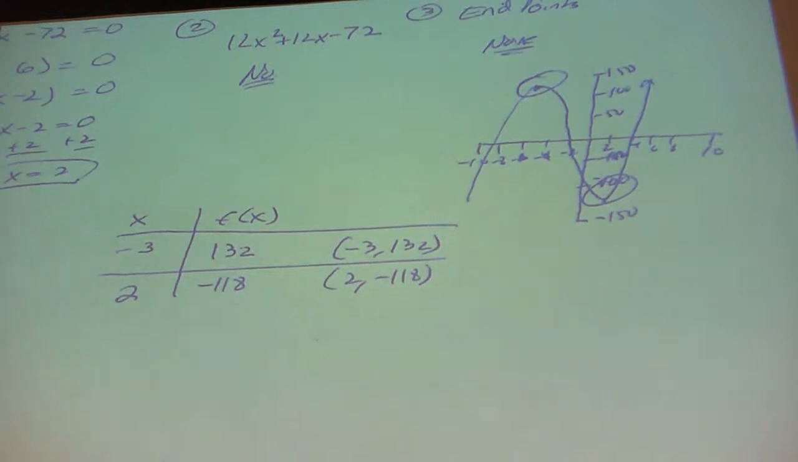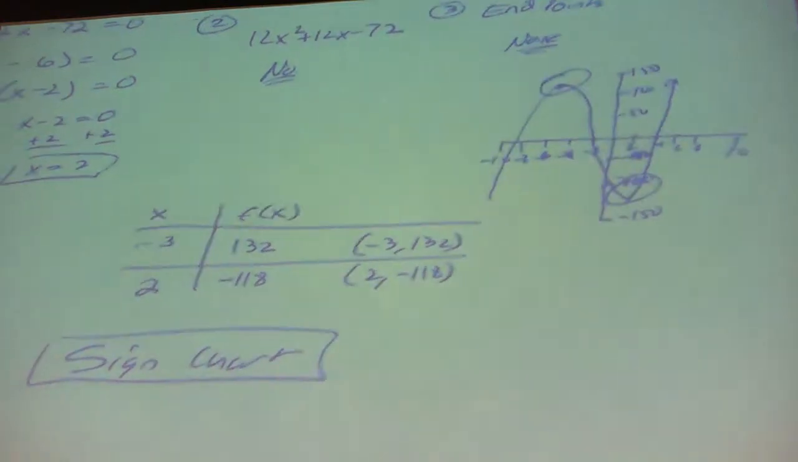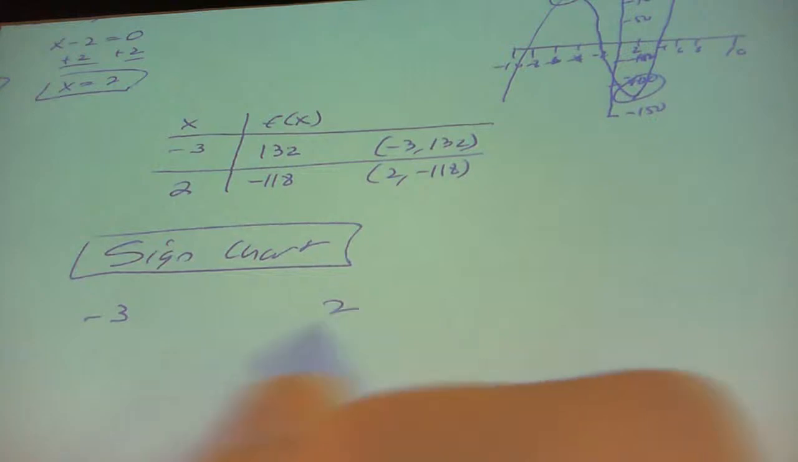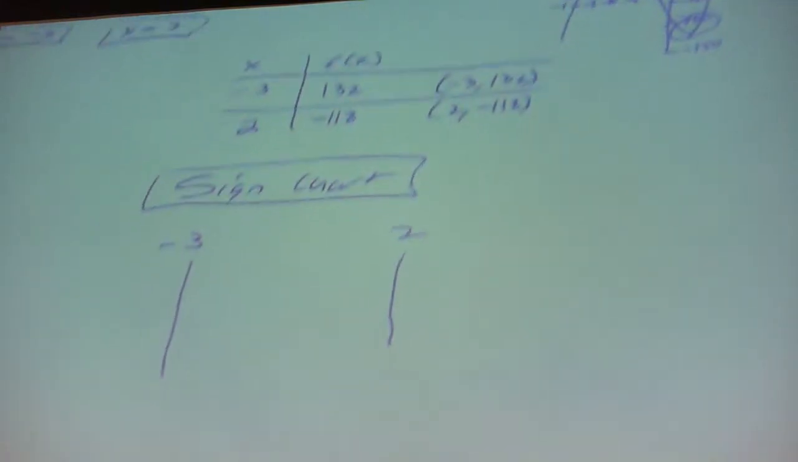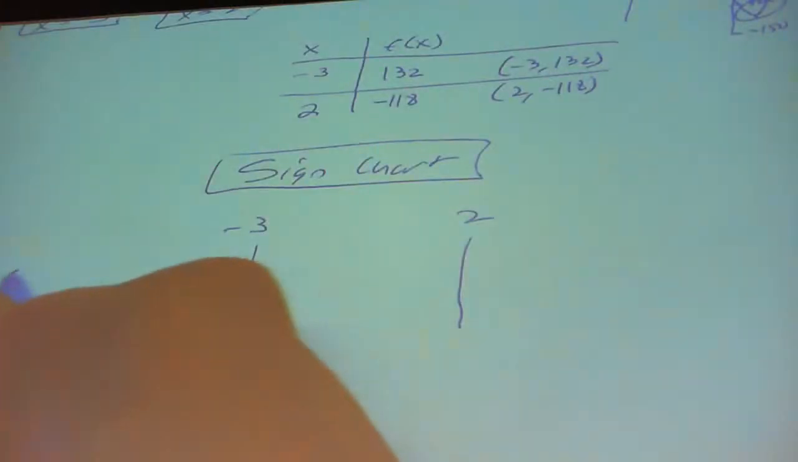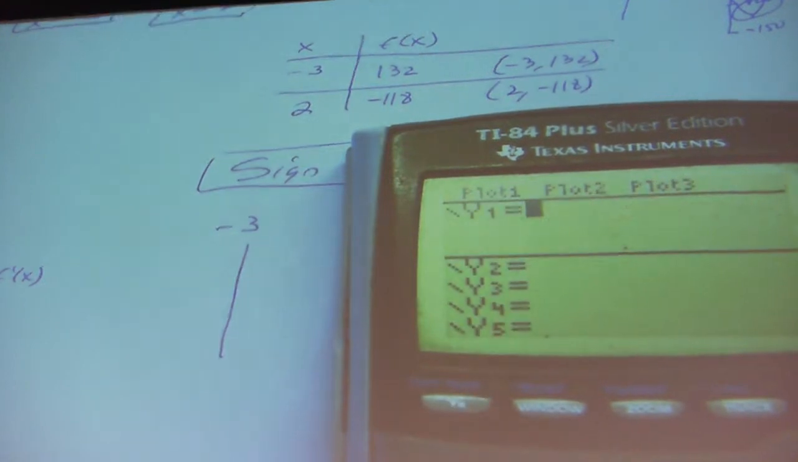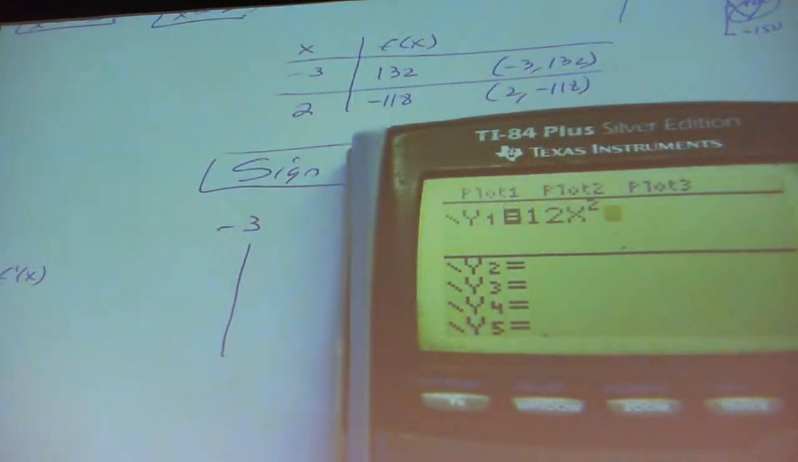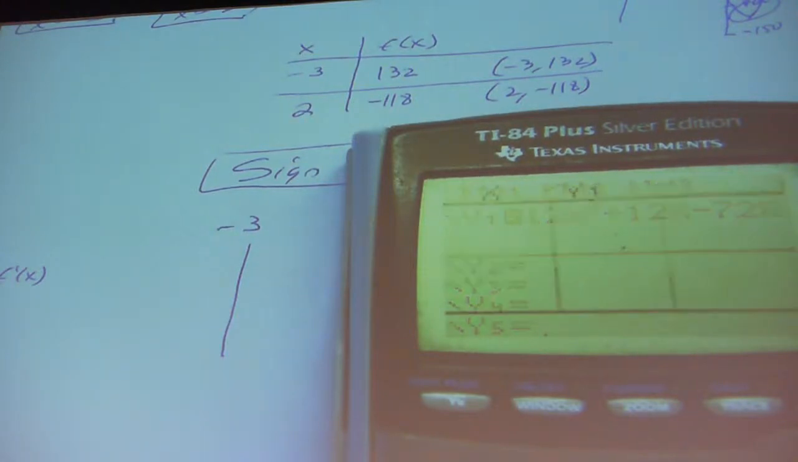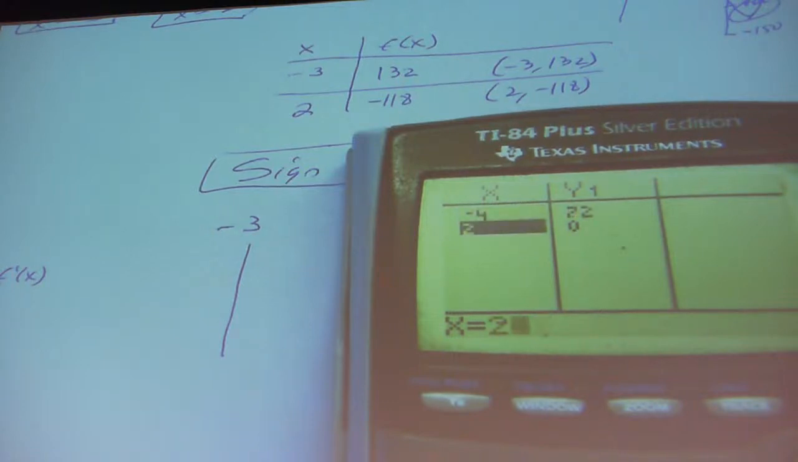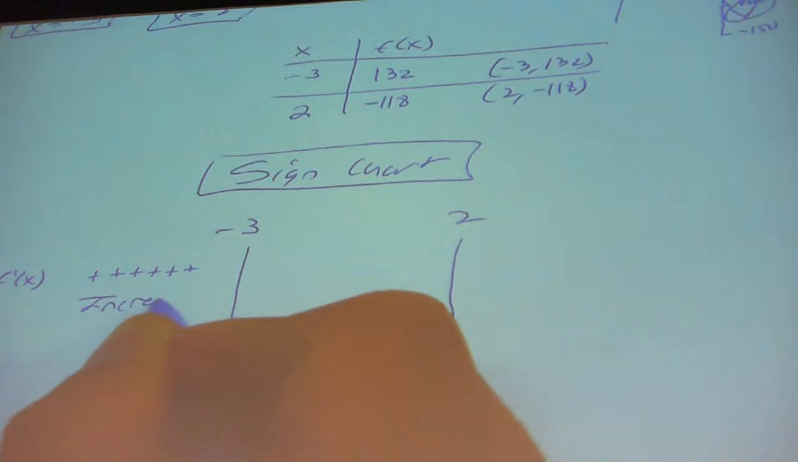That's the way I prefer, but the sign chart will also be helpful. So with the sign chart, the two numbers that we're looking at are negative 3 and 2. And if we're looking for local maxes and mins, increasing, decreasing, we're plugging into the first derivative. So I go to my calculator, go to y equals, type in the first derivative, 12x squared plus 12x minus 72. Go to the table, plug in numbers before negative 3, so negative 4, negative 5, negative 6, negative 7. All of those are positive. And in the first derivative, that means it's increasing.